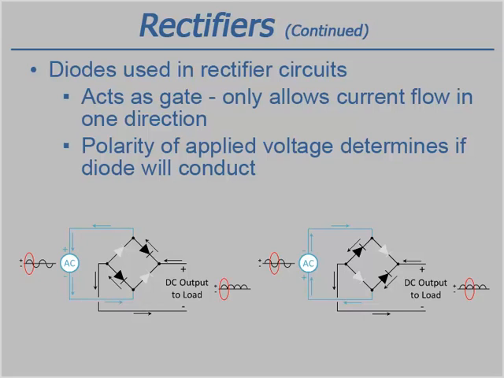Recall that an AC current periodically changes direction, whereas a DC current flows in only one direction. Since the diode only allows current flow in one direction, an AC current applied to a rectifier circuit produces a DC current.